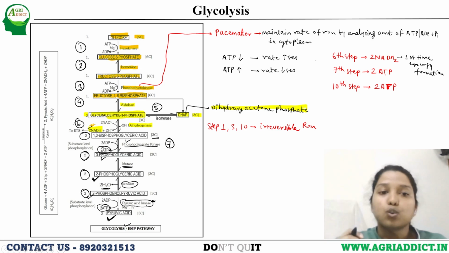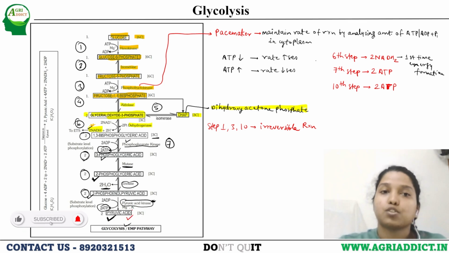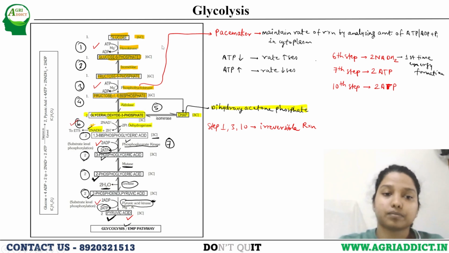So we started with glucose, we went 10 steps, and our end product of glycolysis is pyruvic acid, which is a 3-carbon compound. So we got two molecules of pyruvic acid. In the first step we are using 1 ATP. In the third step we are using an ATP. In the sixth step we got 2 NADH2; first time we are getting energy. In the seventh step we got 2 ATP, and in the 10th step we got 2 ATP. I hope you have understood till now.